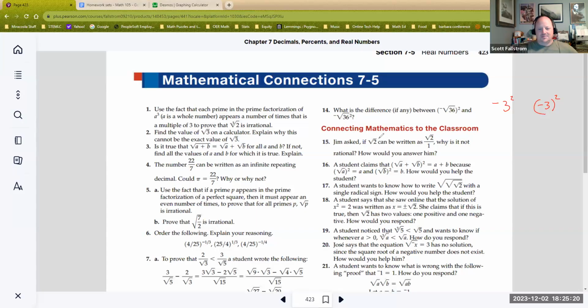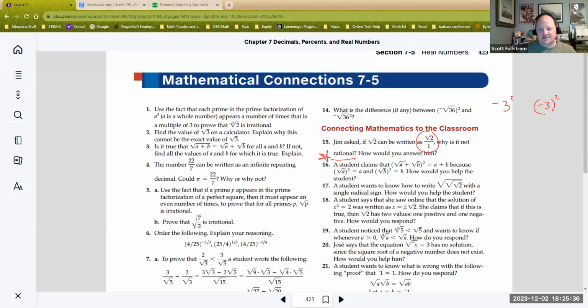Okay. Jim says if the square root of 2 can be written this way, which it absolutely can, why is it not rational? So again, everything in this class seems to tie back into the idea: what is a rational number? What does it mean to be a rational number? Use that as you do it.